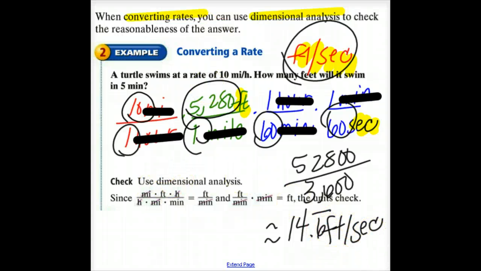The dimensional analysis is using conversion rates and ordering them correctly so labels or units cancel out. We had miles per hour, and miles canceled, and hours canceled, minutes canceled, so we were left with our feet per second.